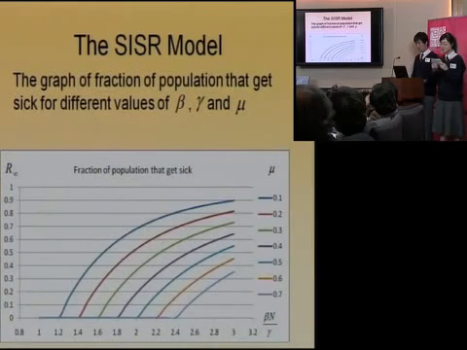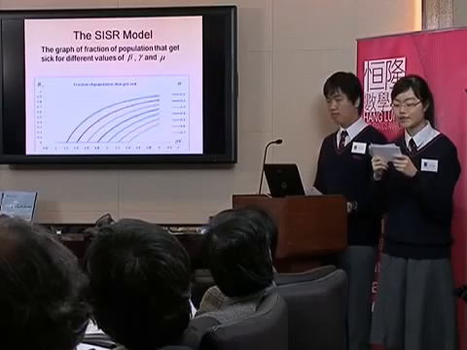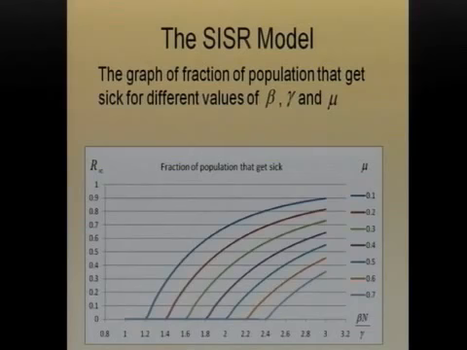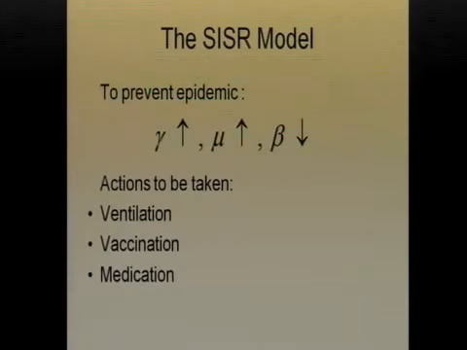After substituting different values of beta, gamma, and mu, we can generate a graph of the fraction of population that gets sick. From the graph, we can see that if beta N over gamma decreases or mu increases, the fraction of population that gets sick will decrease. So in order to prevent the occurrence of epidemic, the values of gamma and mu should increase and the value of beta should decrease.